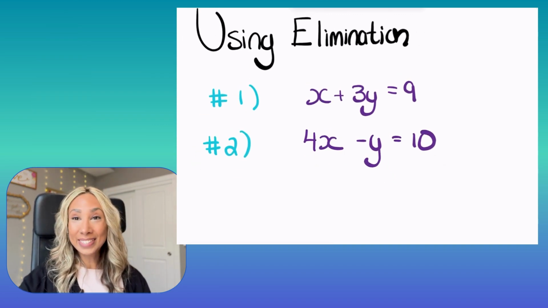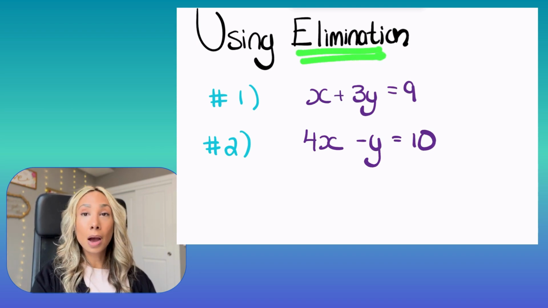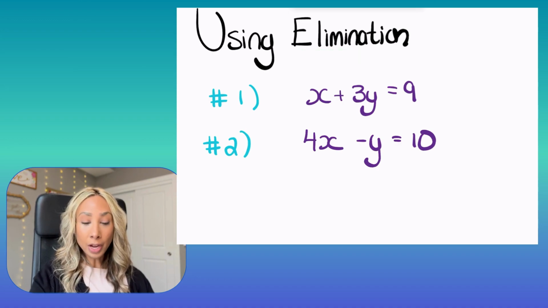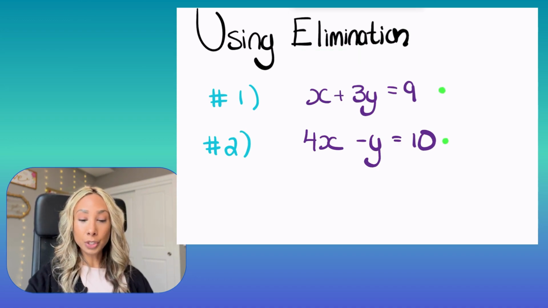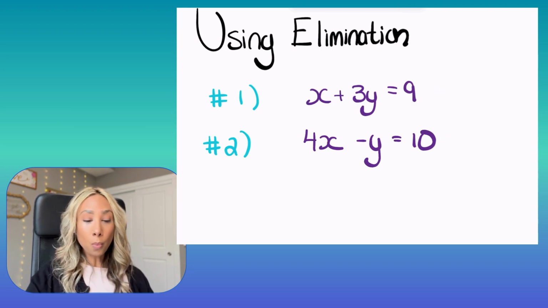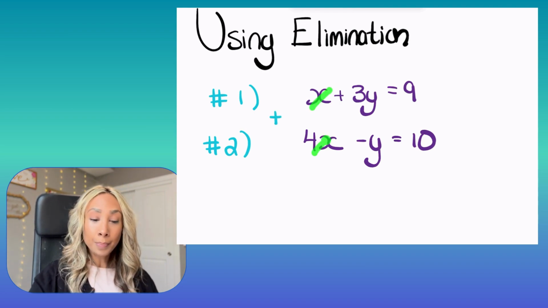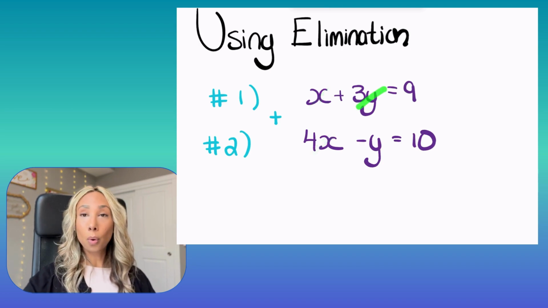So what I want to do now is I want to find a way to eliminate one of the letters. So I have to do something to one or sometimes both of the equations that if I were to add those equations up, either the x's or the y's would cancel out. So we kind of have to use a little bit of common sense and thinking here with this.